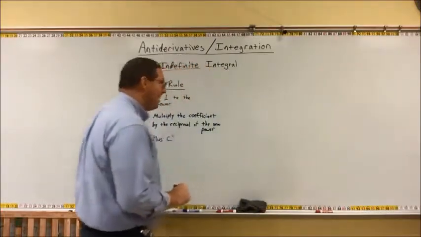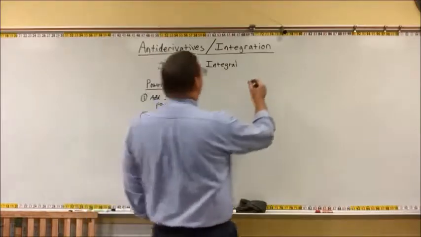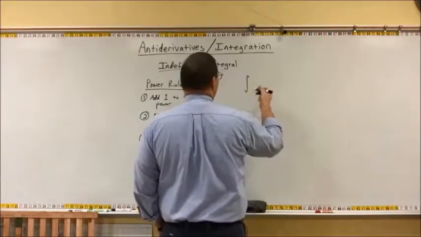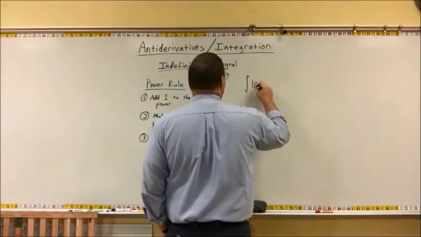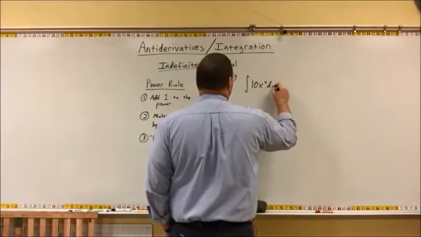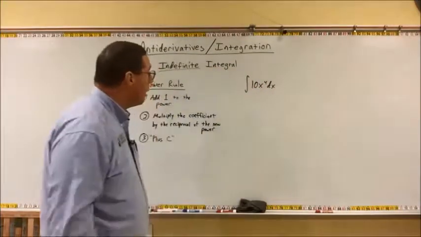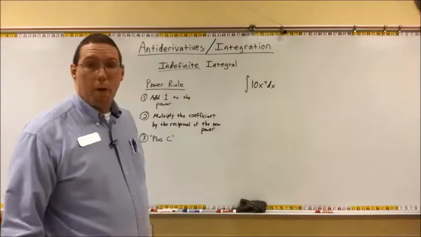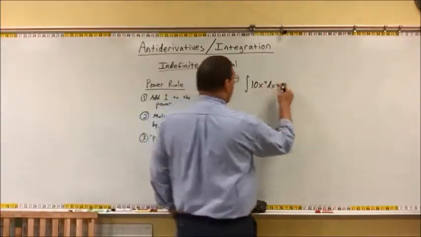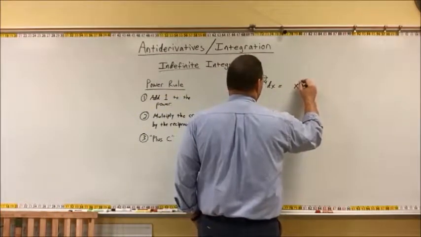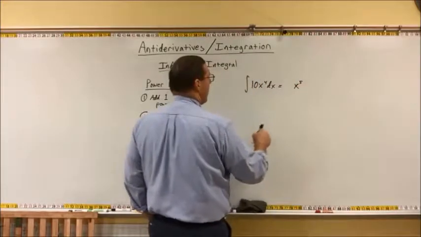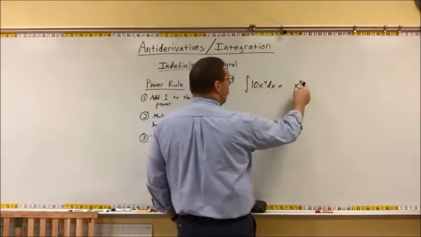All right, so let's see here. Let's say that we want to integrate 10x to the 4th power dx. Okay, so we're going to power up. We're going to increase the power by 1. So this is going to become x to the 5th power. And then we're going to multiply 10 by 1/5.